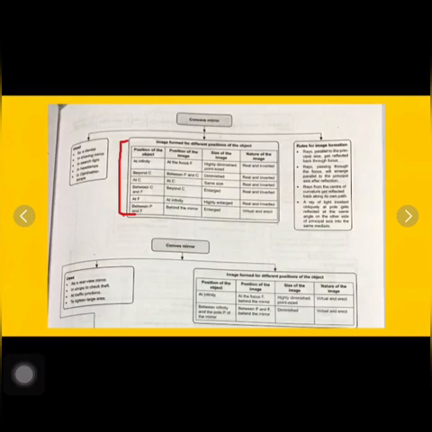Firstly, if we place the object at infinity, the position of the image is at the focus. The size of the image will be highly diminished and point size, and the nature of the image will be real and inverted. In the same way, if the position of the object is beyond C, the position of the image will be between F and C, where C is the center of curvature and F is the focus. The size of the image will be diminished and the nature of the image will be real and inverted.